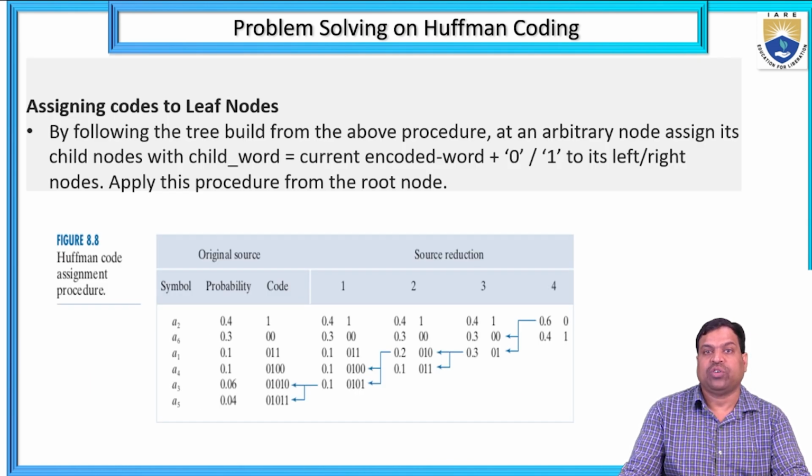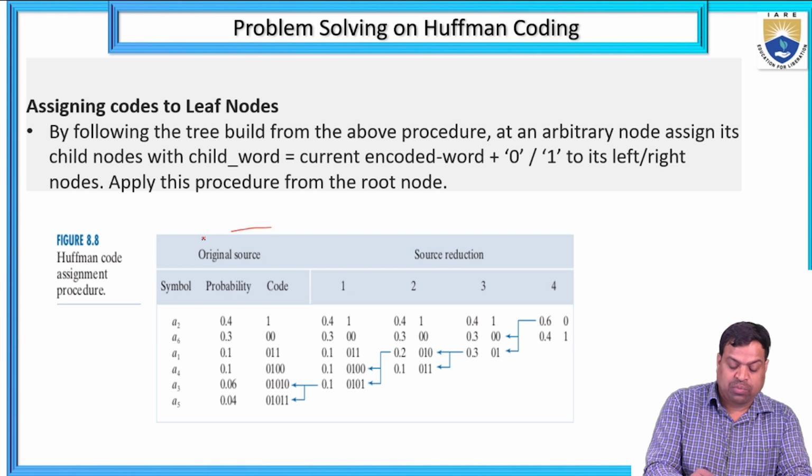In the next step, what do you have to do? By following the tree built from the above procedure, at any arbitrary node, assign its child nodes the child codeword: the current encoded word plus 0 or 1 to the left and right nodes, applying this procedure from the root node. Same as the previous example: original source and source reduction.